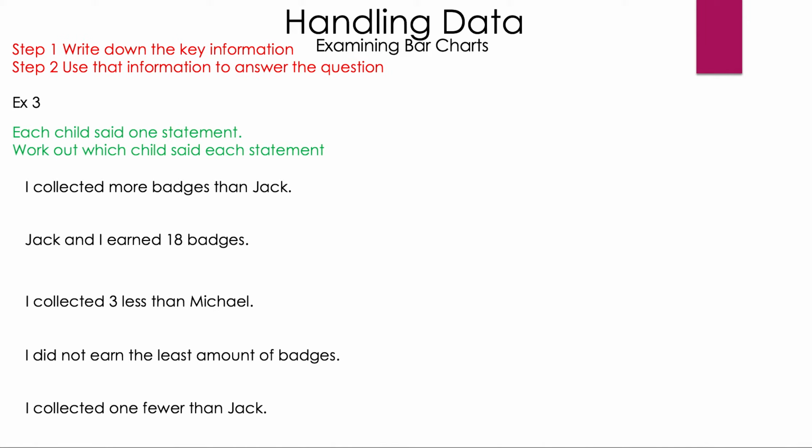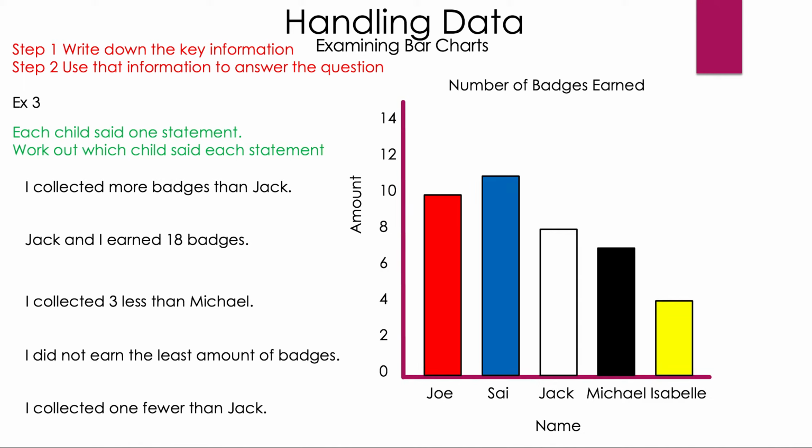So now we have these questions and this graph. Each one of those children said one statement. Now we have to work out which child said each statement. So once again, let's go ahead and write down the values of each section. So Joe said, let's draw the line. Joe has 10. Let's go with Cy. Cy has 11. Jack has 8. Michael has 7. And finally, Isabel has 4.